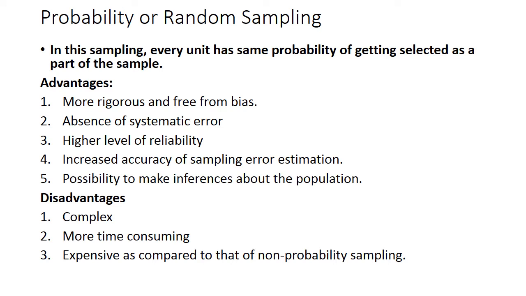As I discussed, probability sampling is the sampling in which every unit has the same probability of getting selected as a part of the sample. The advantages are that it is more rigorous and free from bias, the absence of systematic error, higher level of reliability, increased accuracy, and possibility to make inferences about the population. The disadvantages are it is complex, more time consuming, and expensive as compared to that of non-probability sampling.